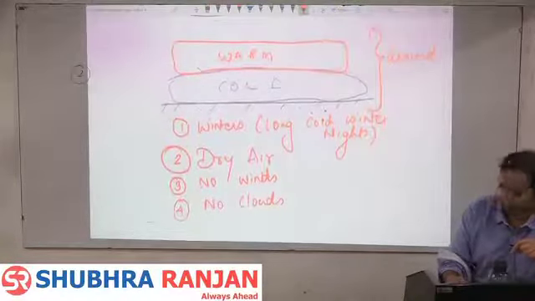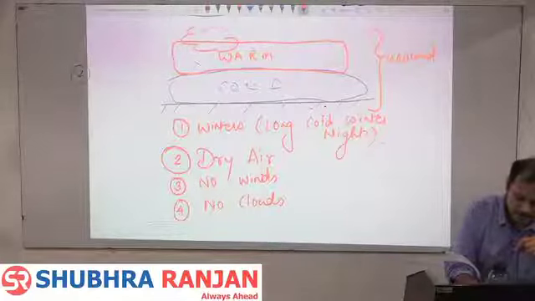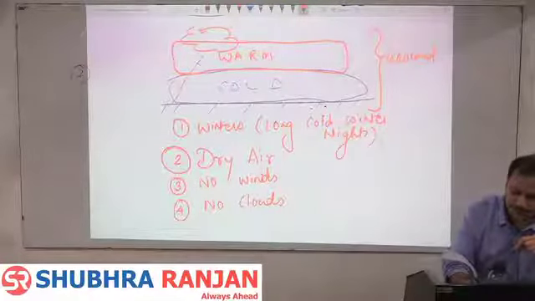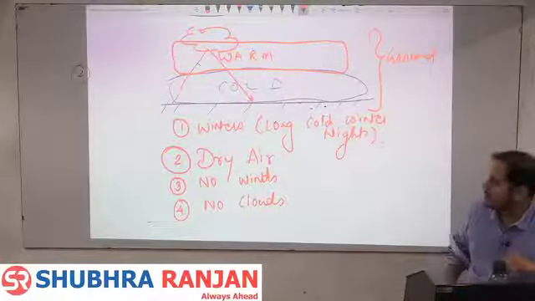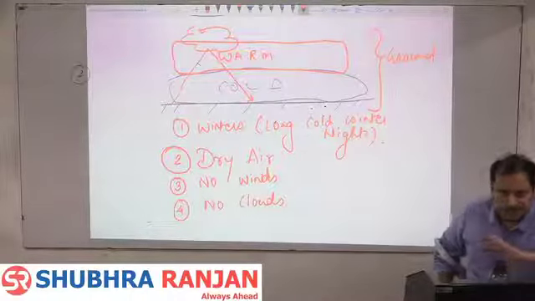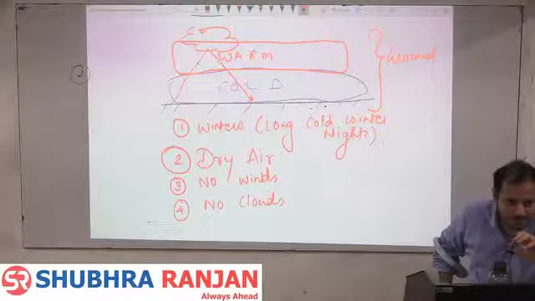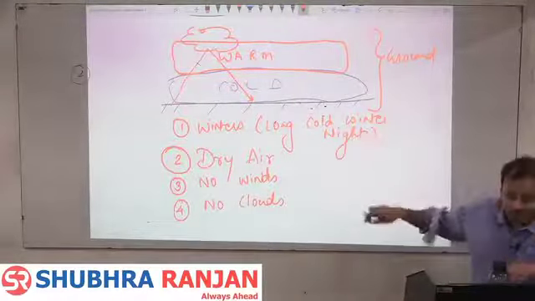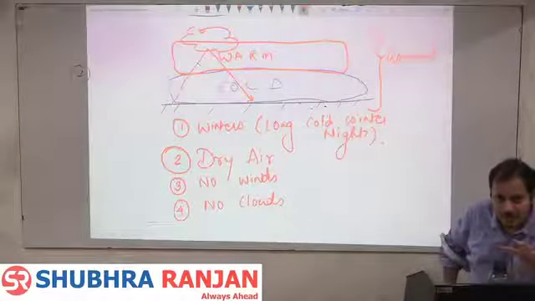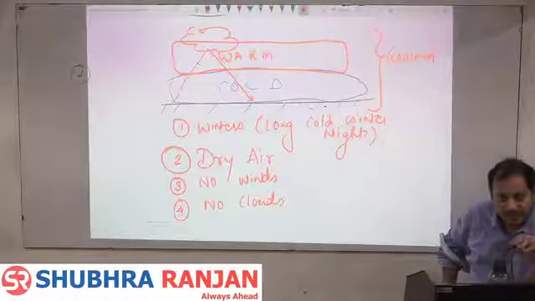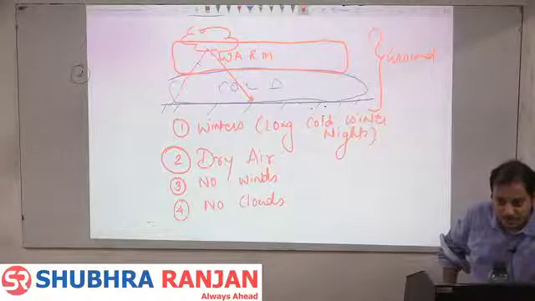Why no clouds? Because if the clouds are present here, the clouds will trap the heat and reflect it back to the space. As it reflects it back to the space, there will be no reflected back to the earth. As it reflects it back to the earth, there will be no temperature inversion, and hence there will be no effects of the temperature inversion.